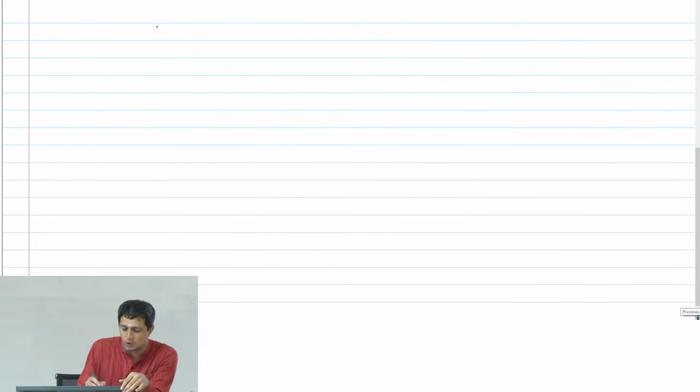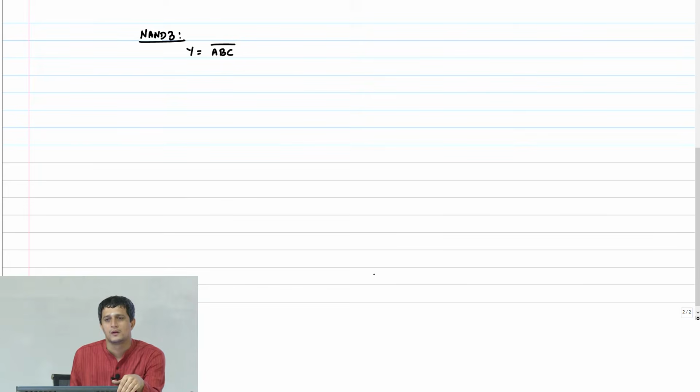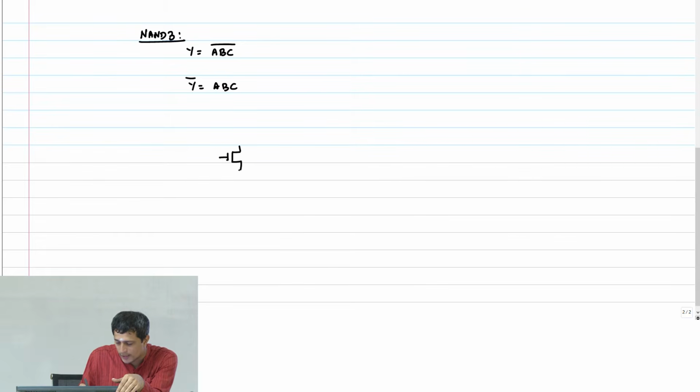So now we will proceed to something like the NOR gate, or let's do a NAND 3 quickly. Y equal to A B C whole bar. So what do I do? I am going to invert this function. I will get Y bar equals A B C. So I am going to simply put 3 NMOS transistors in series, A, B and C.